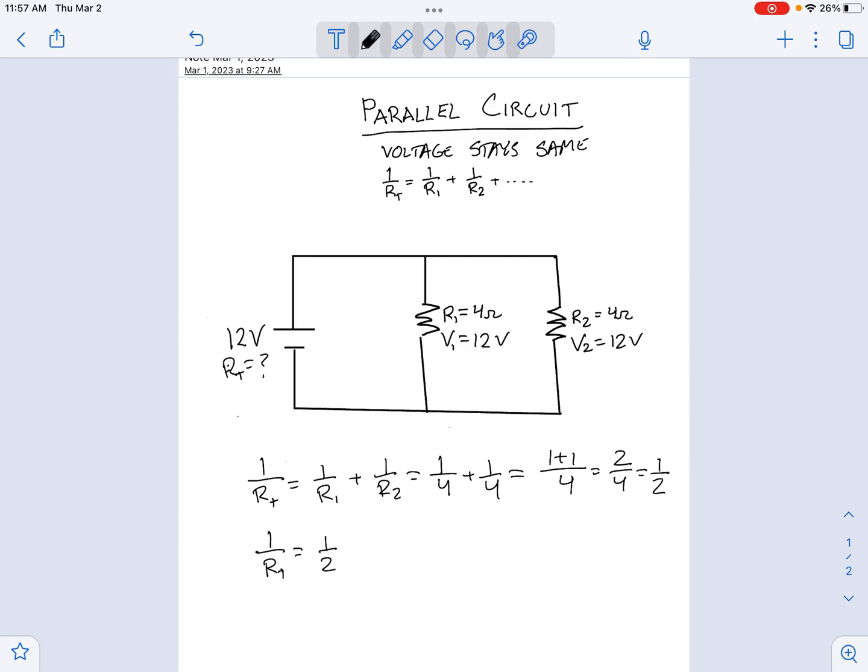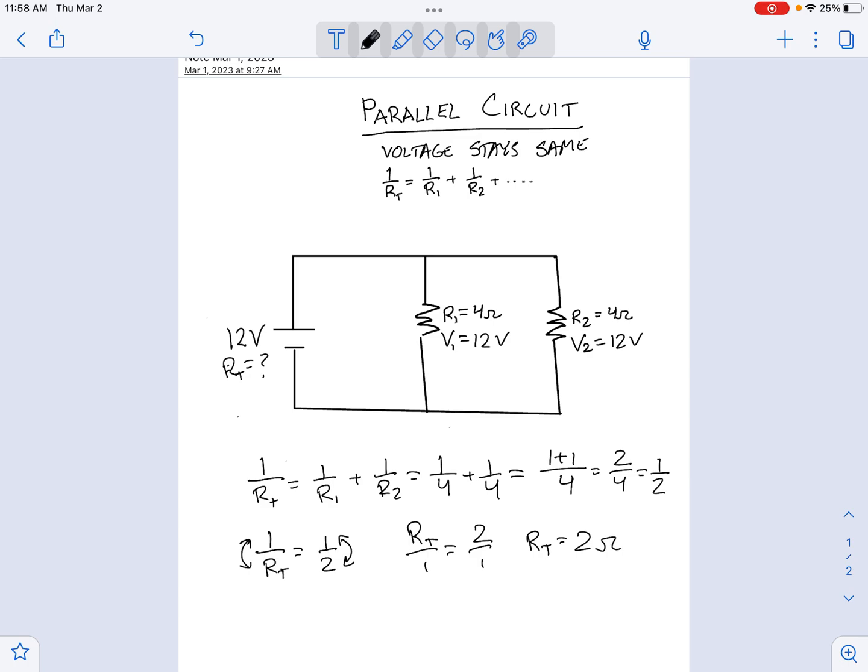You can see that the total resistance is in the denominator, not in the numerator. So how do we get it in the numerator? We're going to take the reciprocal of this, the inverse. We're going to flip that. But whatever we do on the left side of the equation, we have to do the same thing on the right side of the equation. So if we flip both sides, we get RT over 1 is equal to 2 over 1. Or you can just say RT is equal to 2, and the units are ohms.